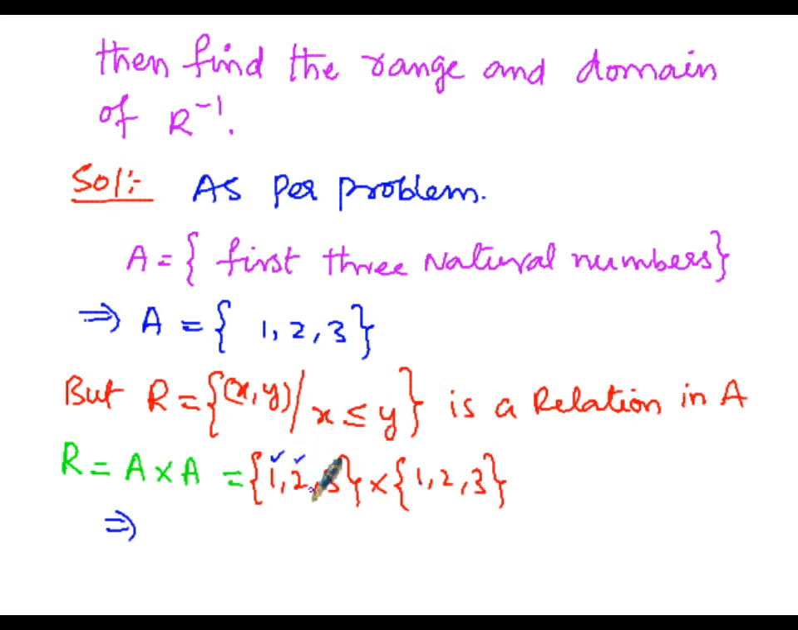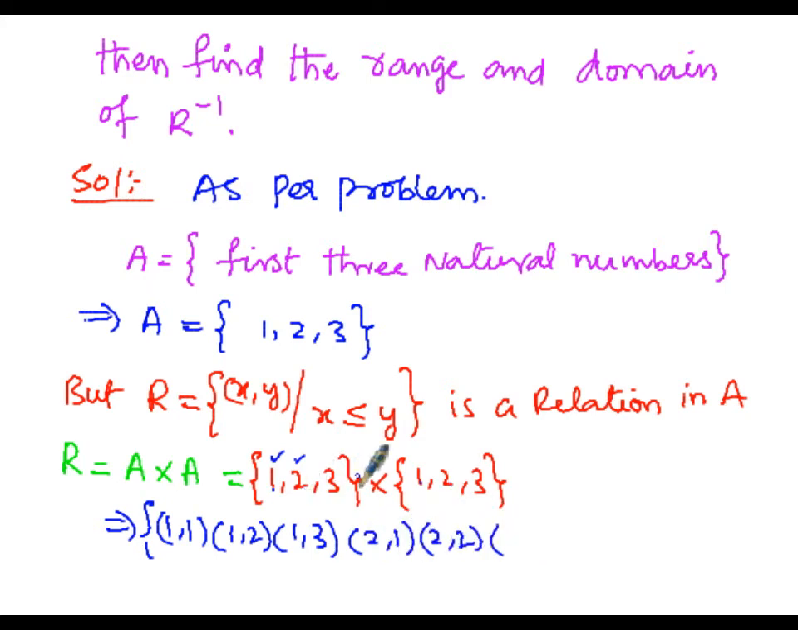Then now with 2, the next three ordered pairs will be (2, 1), (2, 2), (2, 3), and (3, 1), (3, 2), (3, 3) will be the last three ordered pairs of this relation R. So here the relation R is given by (1, 1) as the first ordered pair, (1, 2), (1, 3), (2, 1), (2, 2), (2, 3) as the next ordered pairs, and with 3 we have (3, 1), (3, 2), and the last ordered pair will be (3, 3).